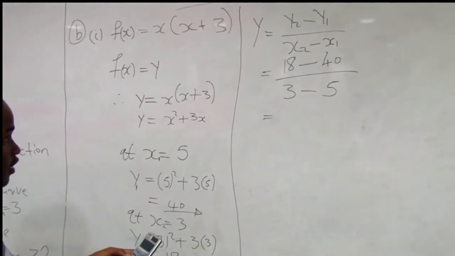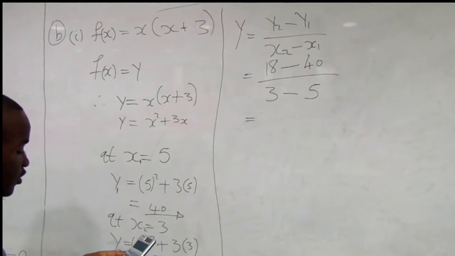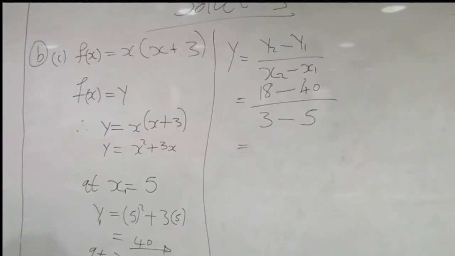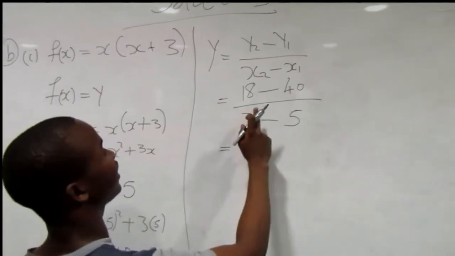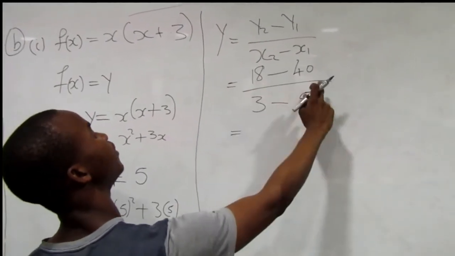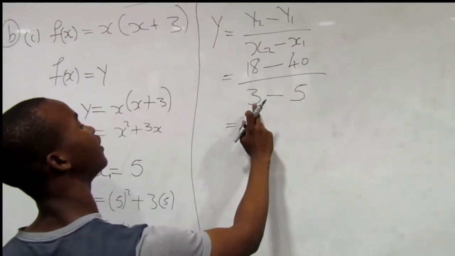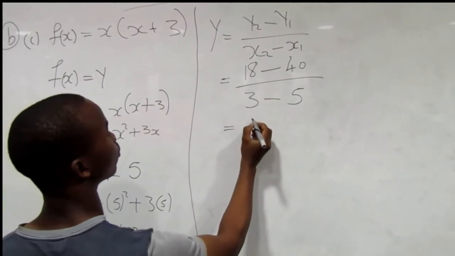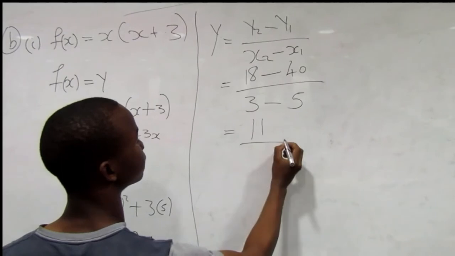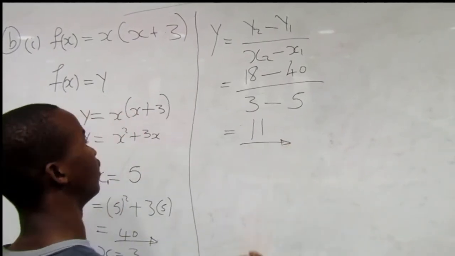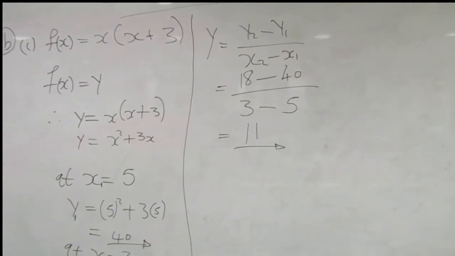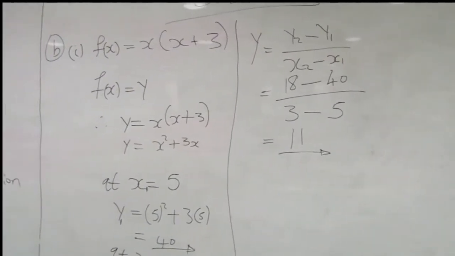Then substitute these. When you subtract 8 minus 40 and 3 minus 5, then you divide it, it's going to give us 11. And this is our average gradient for the second question, which is our Roman figure 1.